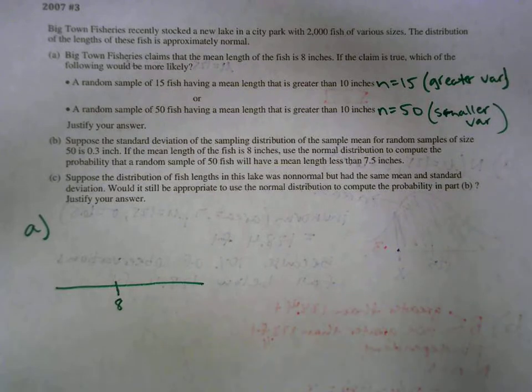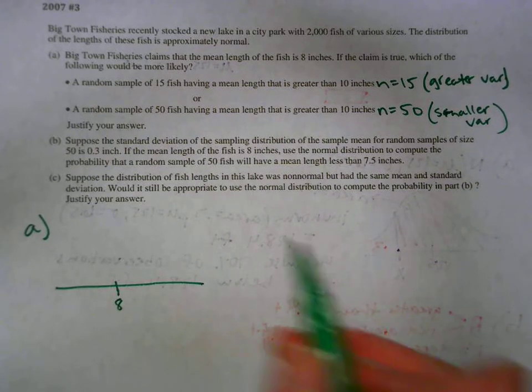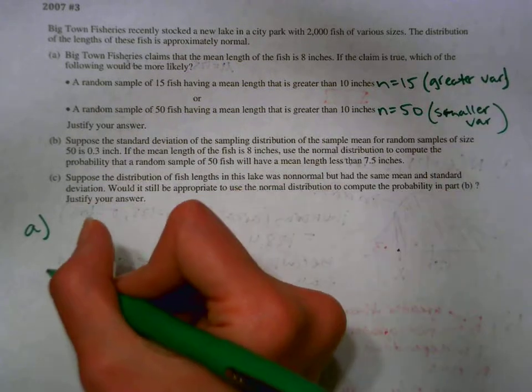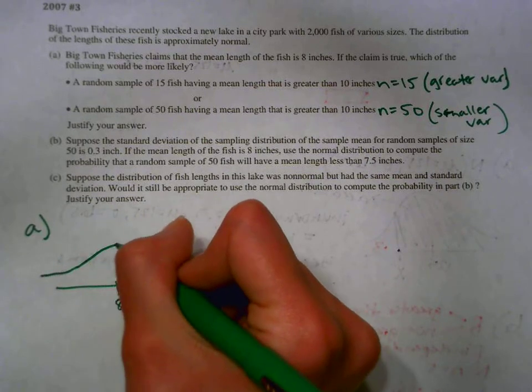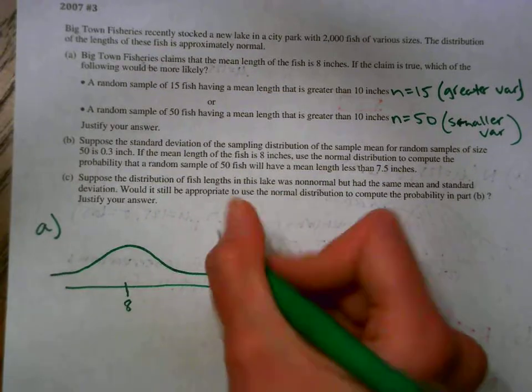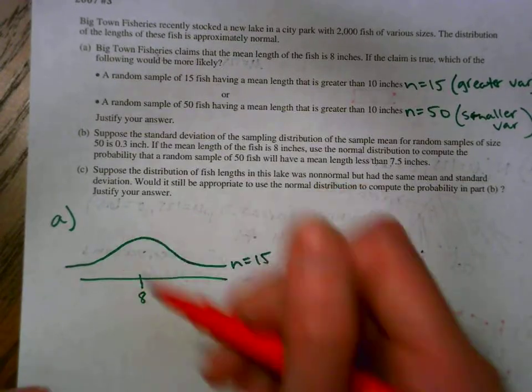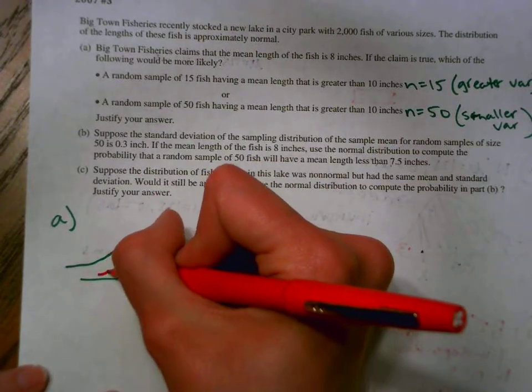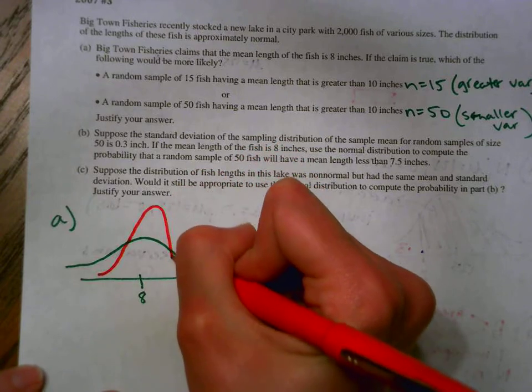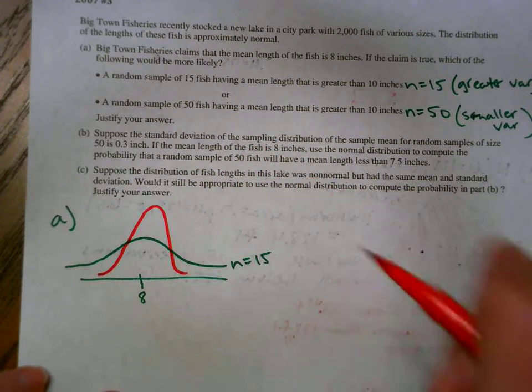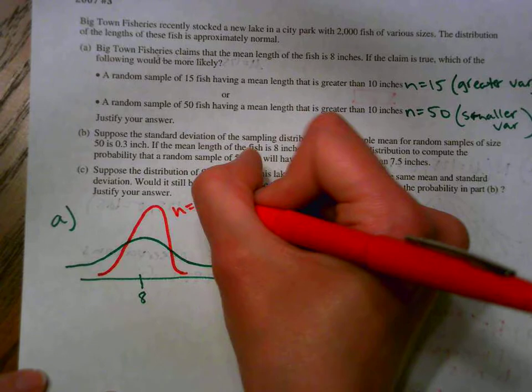So I'm going to try to draw this on the same distribution. Greater variability means it goes out in the tails more and it's going to be flatter. That would be n equals 15. And then if you do n equals 50, it's going to be skinnier and narrower. Maybe not that drastic, but so you can see the difference.